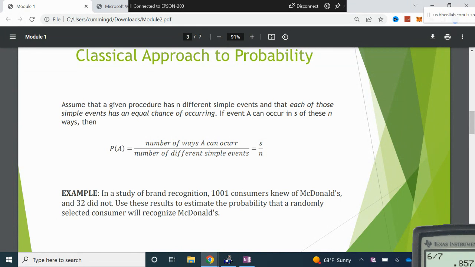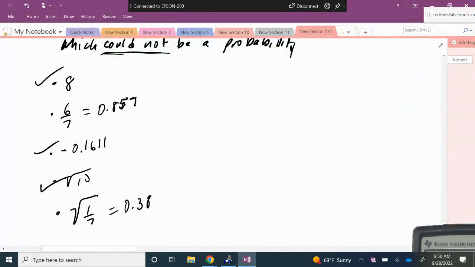So as far as the probability is concerned, I would generally tend to start with the total, the denominator, right, which would be the number of different simple events. So if we look at this example, we're looking at customers, right, the total amount of customers. So we had 1,001 customers that knew of McDonald's and 31 customers that did not know of McDonald's. So altogether, we have how many customers? Well, we're going to add those two things together, right?